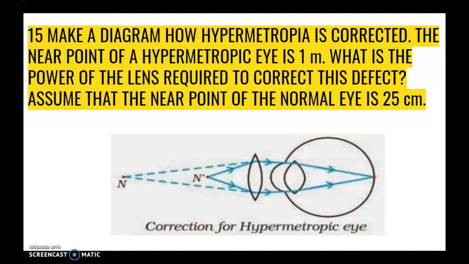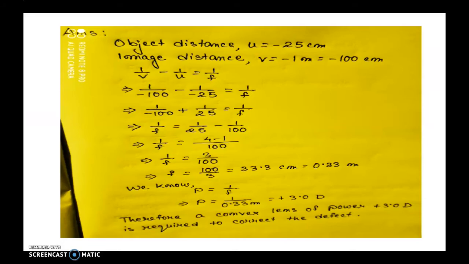Answer. For the first part of the question, you have to draw this diagram where we need to use a convex lens in order to correct the defect of hypermetropia. Now moving on to the second part of the question. Here the object distance is given as minus 25 centimeter. Image distance is given as minus 1 meter. If we convert it into centimeter, we will get minus 100 centimeter.